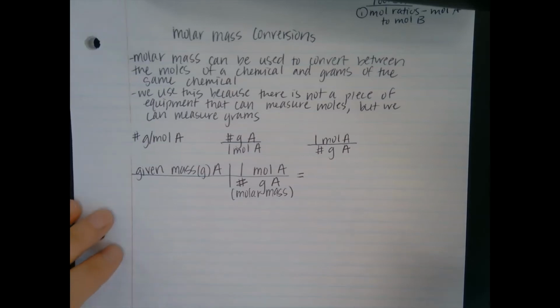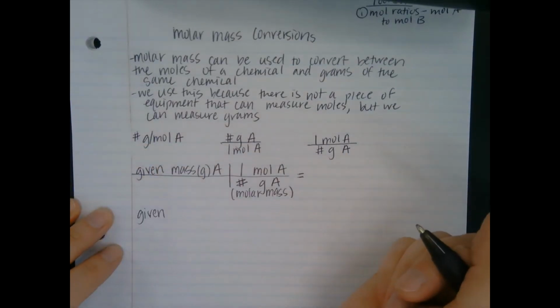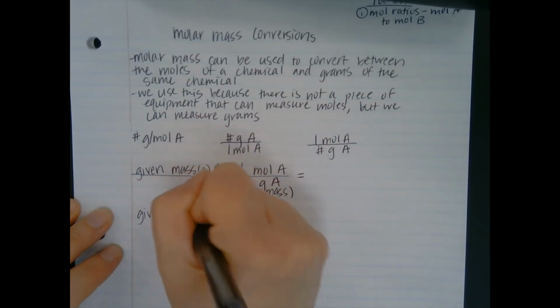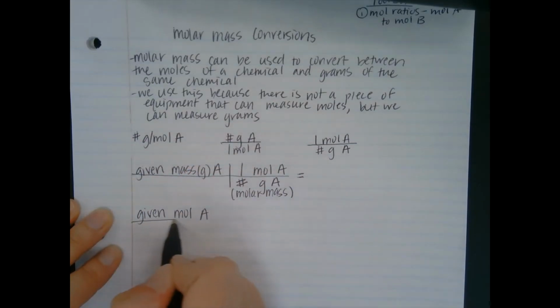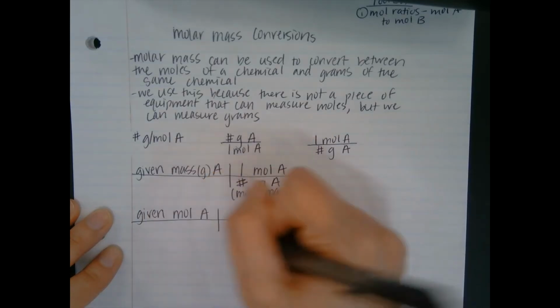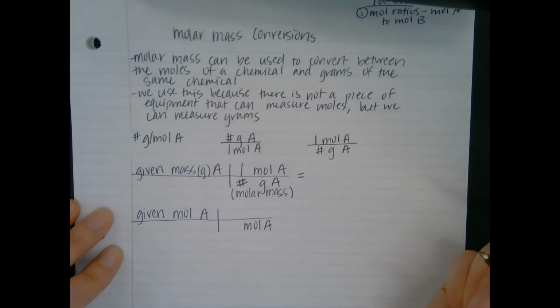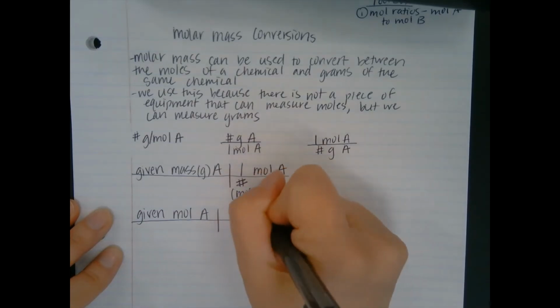Okay, well then I could also flip this. What if I'm given, instead of mass in grams, I'm given moles of a chemical? And I need to figure out how to set up my train tracks to then solve for that. Well, I would do the same thing. Drop your moles to your denominator so it will cancel. And I'm looking for grams of that chemical.